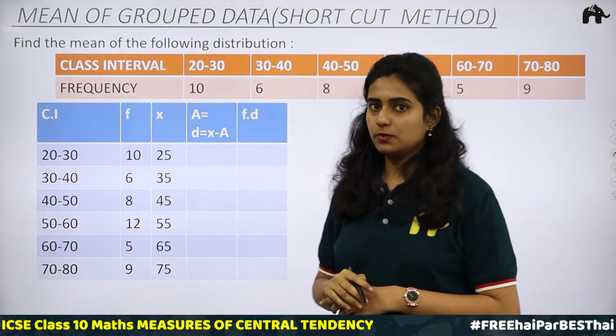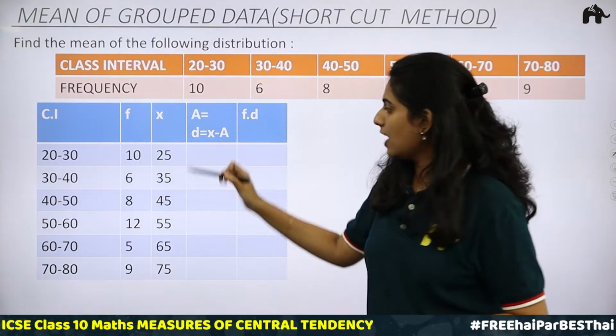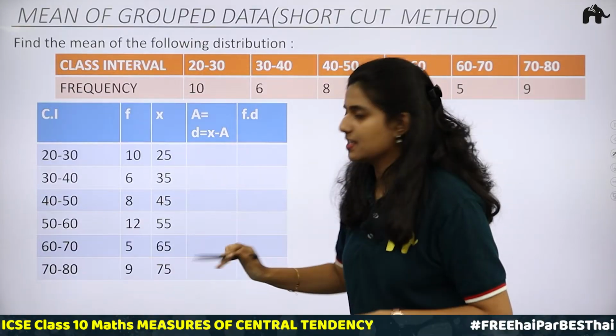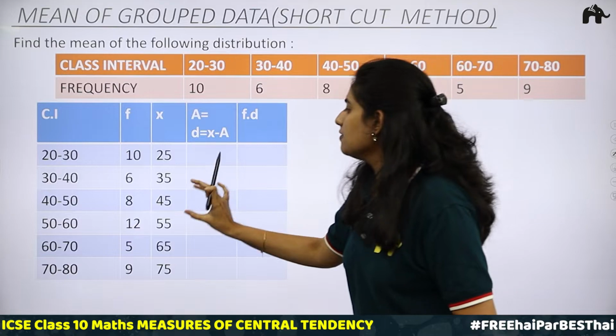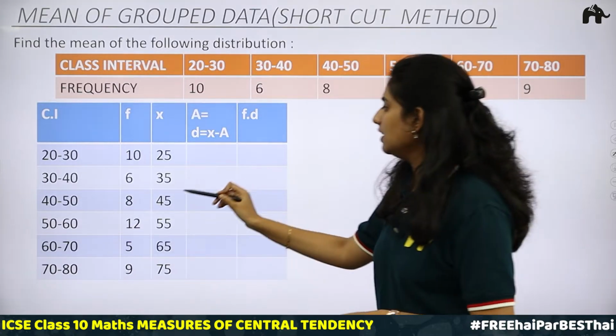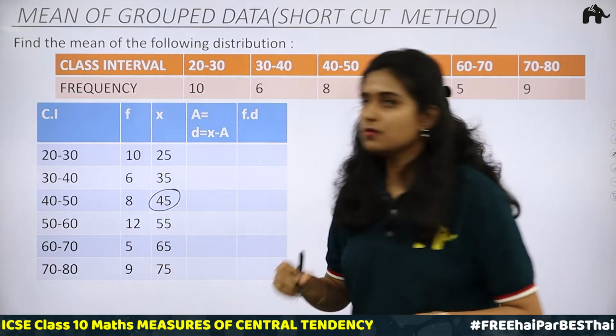Next, what is the assumed mean? We will be choosing any one value from this. Here we have 1, 2, 3, 4, 5, 6, 6 values. We have to choose a middle value. It is not necessary, but still for convenience, we will be choosing the middle value, either the third one or the fourth one. Here I will be choosing the third value, that is 45.